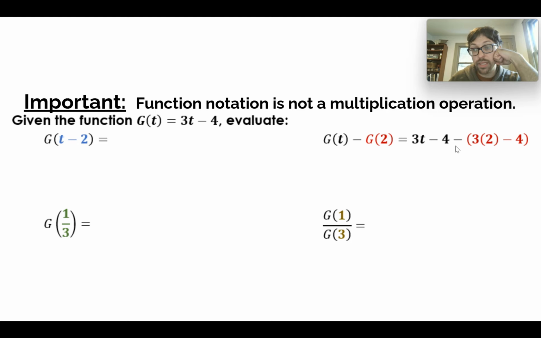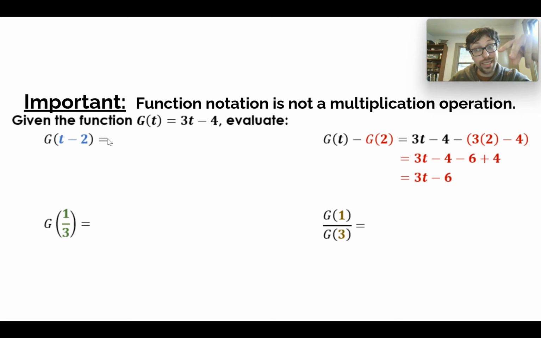Without that parentheses, I would only subtract the 3 times 2, but I want to subtract the 3 times 2 and the minus 4. I want to subtract all of this stuff, so make sure there's a parentheses there. We can simplify that down a little bit, multiplying the 3 times 2, that gets us 6, and distributing that negative over to the 4 makes it a plus. And then finally, the negative 4 and the positive 4 makes 0, so we just get 3t minus 6.